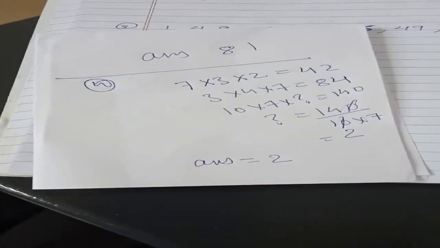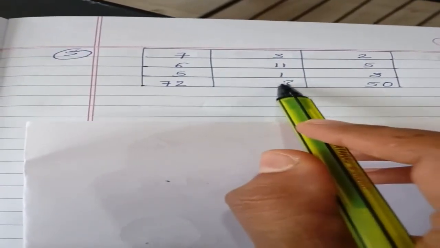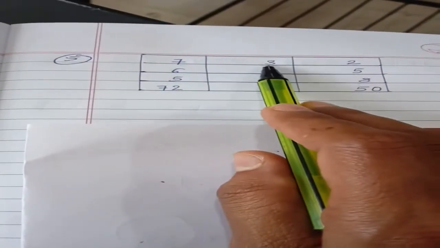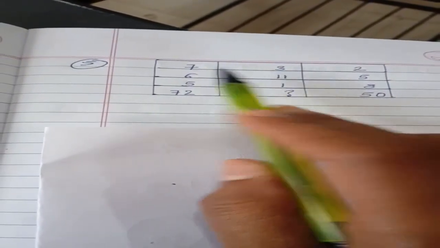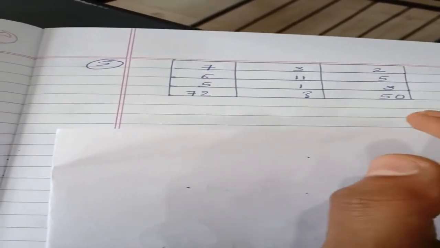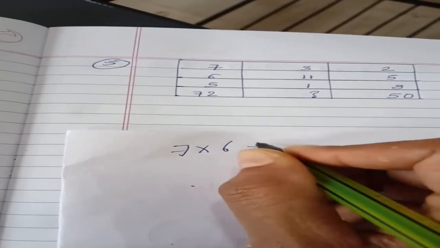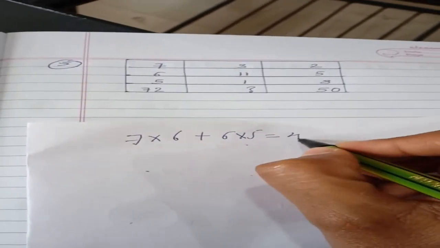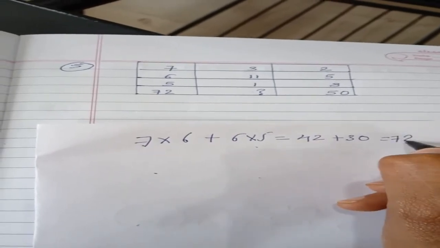Equal to 2, again in a similar form. You will need to find what the entry here should be. If I try to add row-wise, 7 plus 3 is 10, 10 plus 2 is 12, and 6 plus 11 itself gives me 17, so it's not possible. Even this is not a product, right? You can observe that 7 into 6 plus 6 into 5 is equal to what? 7 sixes are 42, 6 fives are 30, which gives me 72.